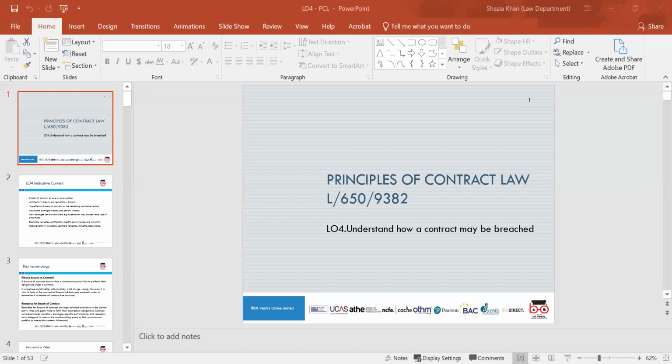We looked at discharge by breach with the key types, actual and anticipatory, with reference to cases, and the effects as well, with reference to breach of condition, breach of warranty, and breach of innominate terms.